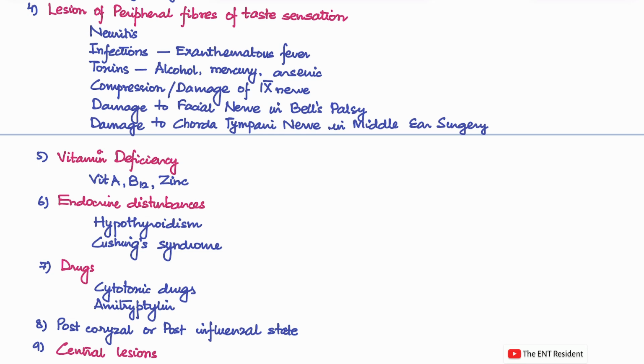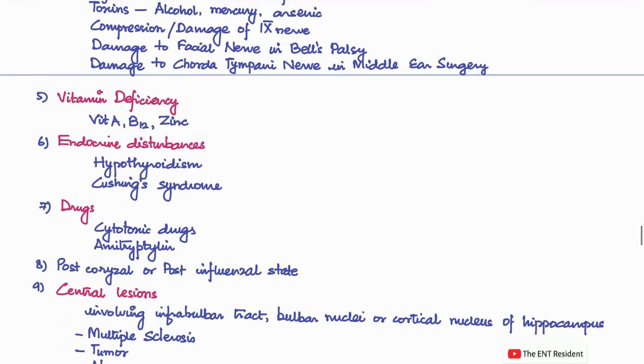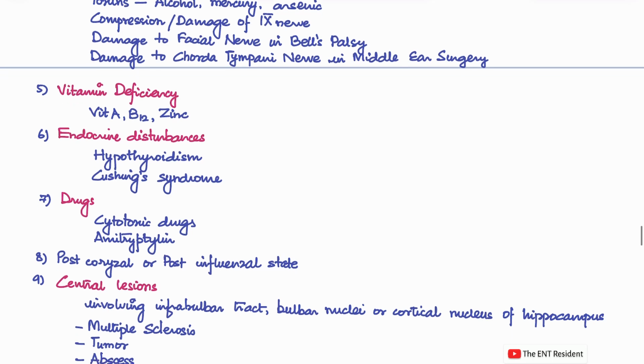It can also be seen in post-coryzal or post-influenzal state, and there can also be central lesions like multiple sclerosis, tumor, abscess, hemorrhage. These are all the causes of ageusia or hypogeusia, which is complete absence or decreased sensation of taste sensation.